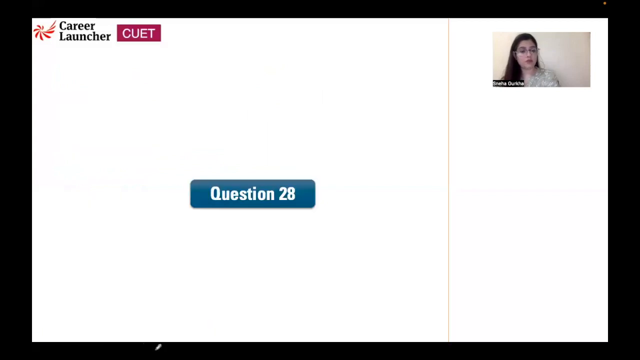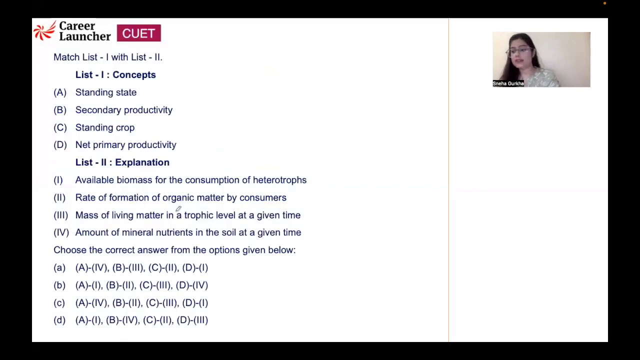Again, we have to match list 1 with list 2. So standing state is the amount of mineral nutrients in the soil at a given time. Secondary productivity is the rate of formation of organic matter by consumers. Then standing crop is the mass of living matter in a trophic level at a given time. Net primary productivity is the available biomass for the consumption of heterotrophs. So option C is going to be correct.